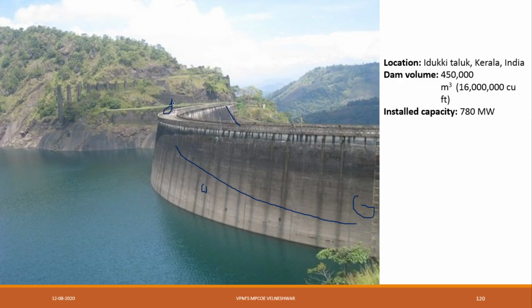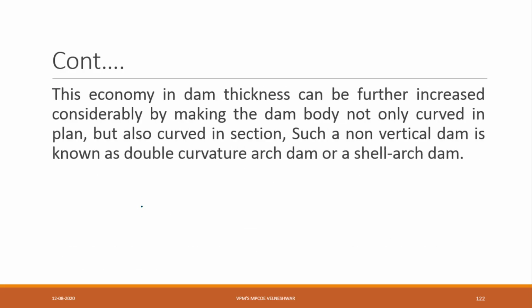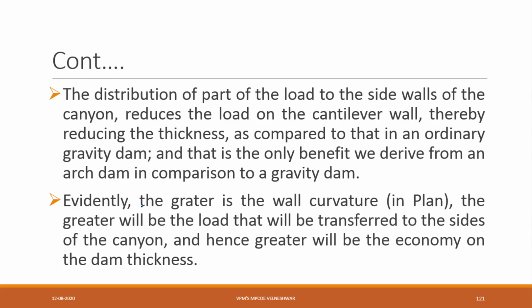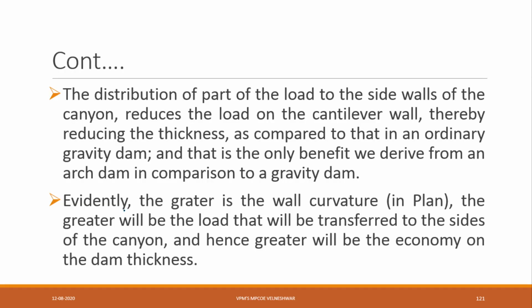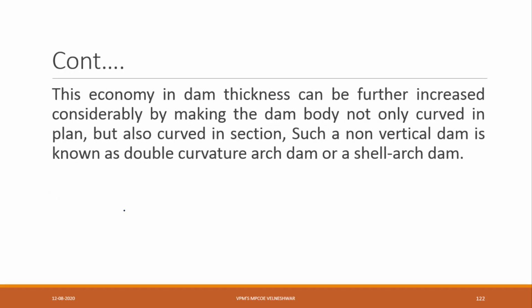Means wherever you are providing this canyon, for suppose see here, in this location there is more flow rate. Here somehow the cost will be increased, economically it will be more. Now this economy in dam thickness can be further increased considerably by making the dam body not only curved in plan also. Here, just now I said that in a curved location there is more flow rate, but in plan location also there is a chance of more flow rate. So based on that, the conveyance will be decided.